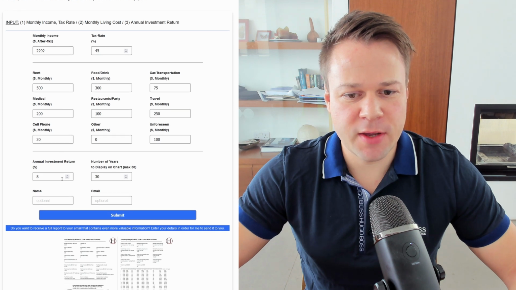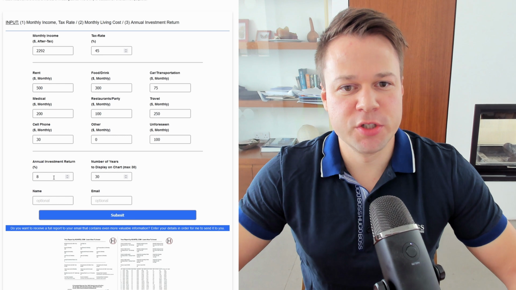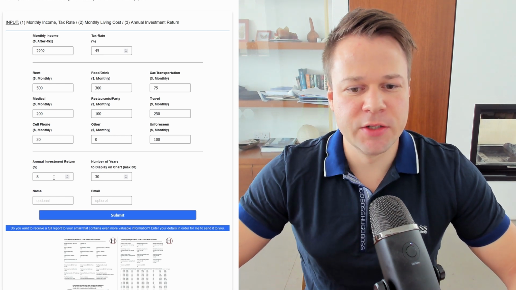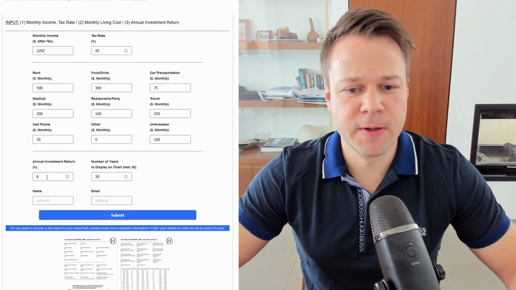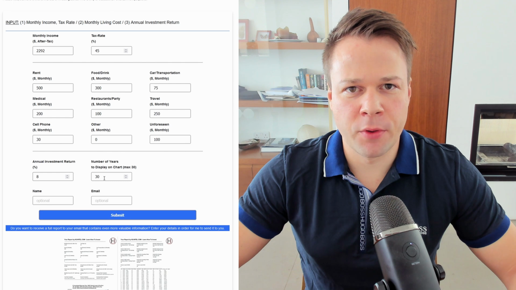And then we have at the bottom here also the annual investment return. So if we assume that this person who plugs the numbers in also invests their capital, their savings, then you can assume here an average return per annum, for example 8%, and you can display up to 30 years.